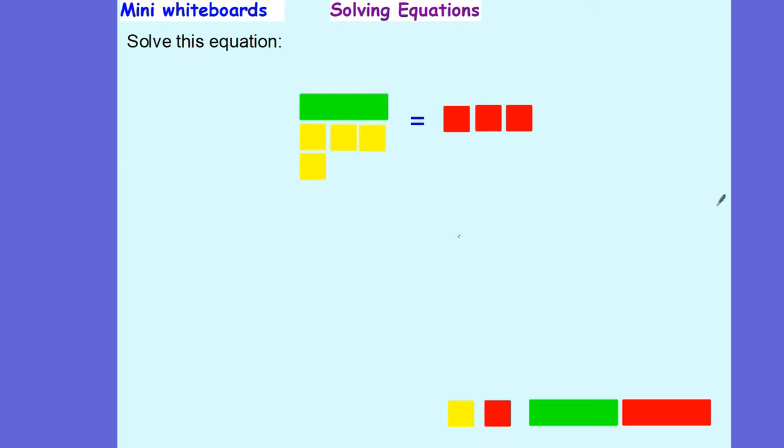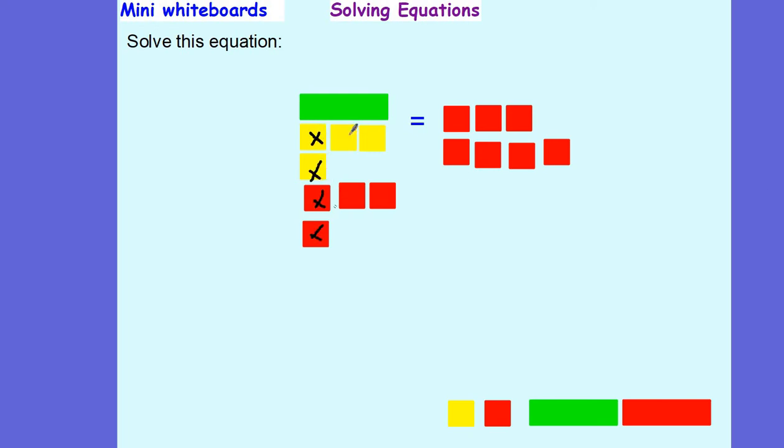How about now? Solve this equation for me. Pause the video. Okay, this time I need to add 4 red squares to be left with just the green rectangle. Whatever I do to one side, I need to make sure I do the same to the other side. If I cancel out my 0 pairs, I now know my green rectangle is equal to 7 red squares.